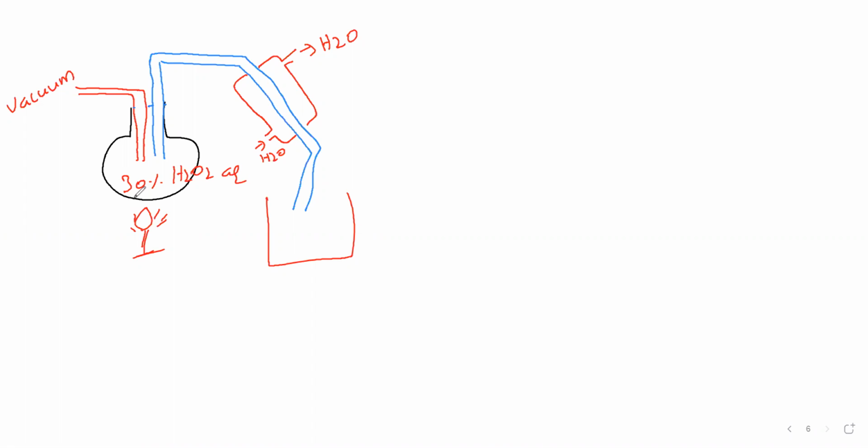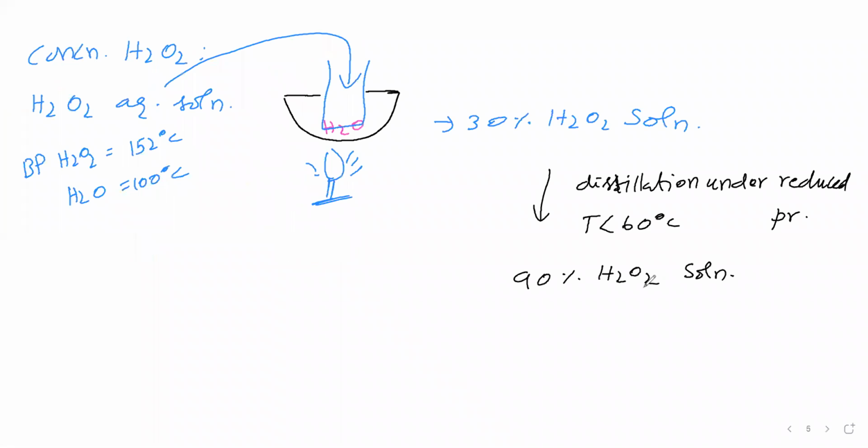Why do we have to decrease the boiling point? Because hydrogen peroxide is unstable, it can decompose easily. Therefore, in order to keep hydrogen peroxide stable, we are reducing the boiling point. Okay, so on distillation under reduced pressure, we are getting a 90% H2O2 solution.